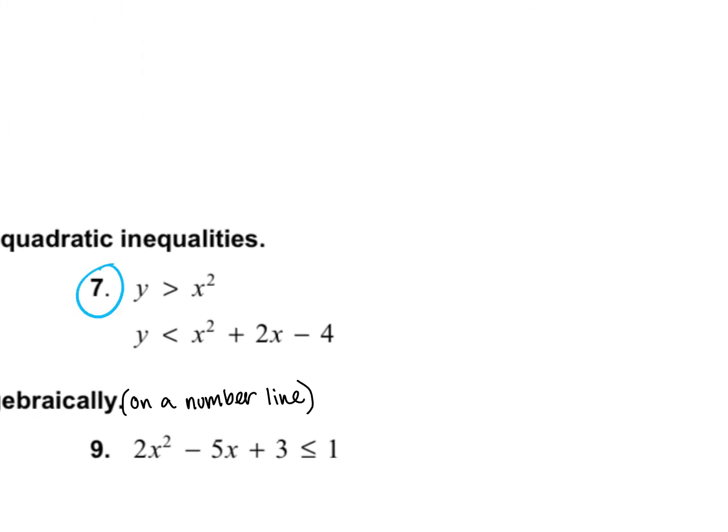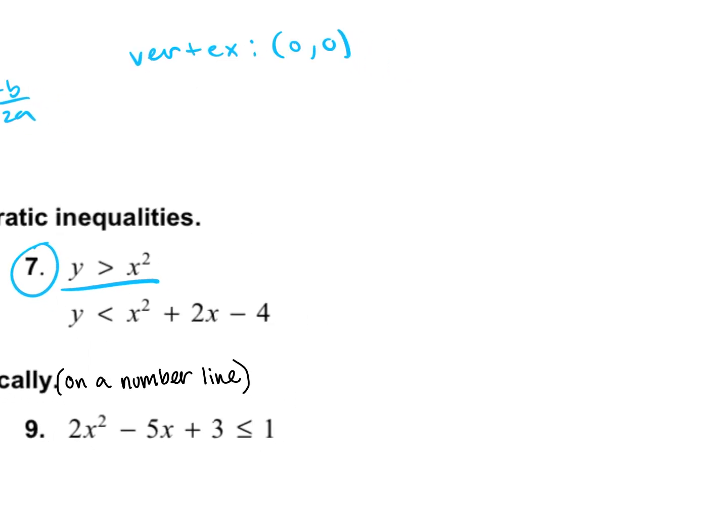So here we have two inequalities. I'm going to start with the first one. What would my vertex be for the first inequality here? 0, 0. Awesome. We could use negative b over 2a, but what's my b here? 0. And then when we plug in 0, we still get 0.